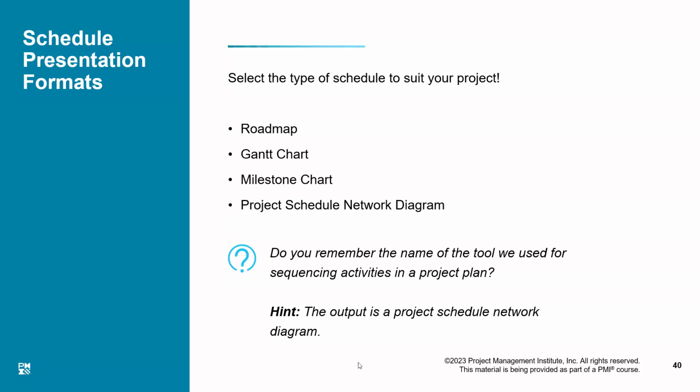Do you remember the name of the tool that we used for sequencing activities in a project plan? Type in the chat box. We discussed at the beginning of this class, the only tool by which you will be sequencing the activities. What is the name of the tool? No, roadmap is for Agile, right? High level. That's not even activities. Activity sequencing.